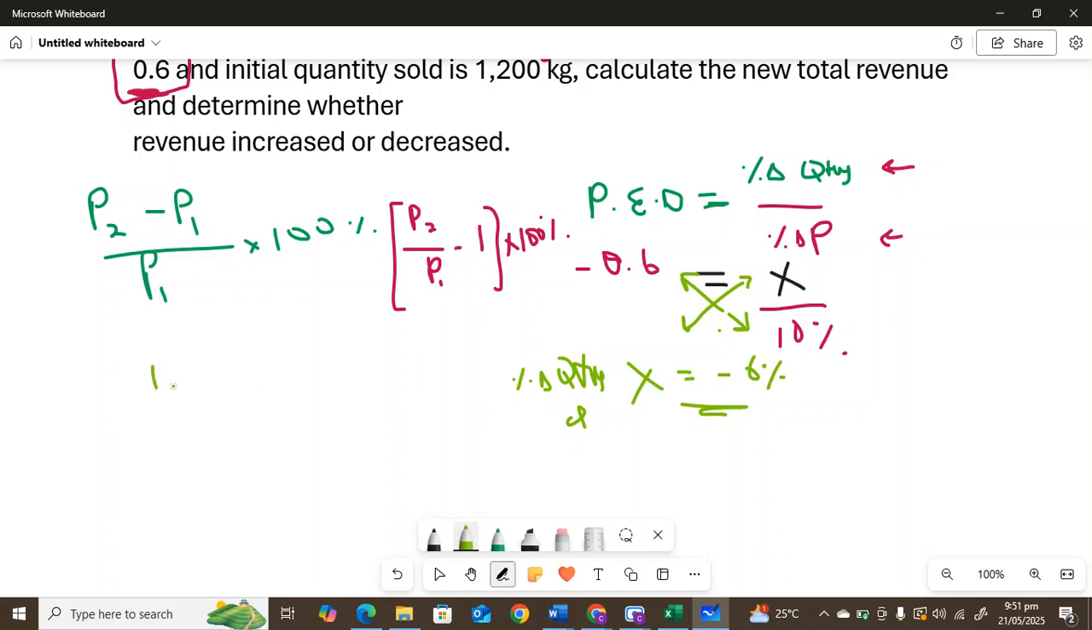So our initial quantity is 1,200. So when it drops by 6%, it is 1 minus R. If it increased, it will be 1 plus R. Now, since it's dropped, that's why we're doing 1 minus R. So it'll be 1,200.